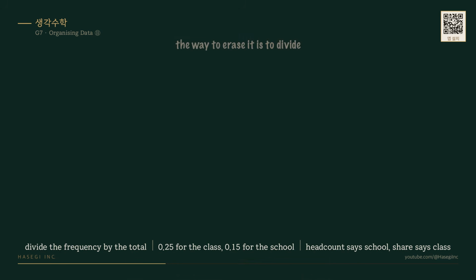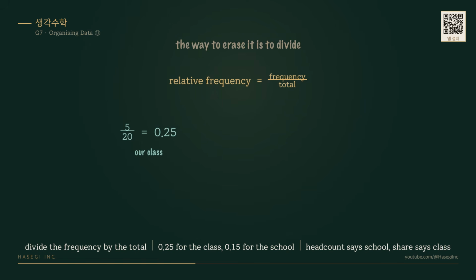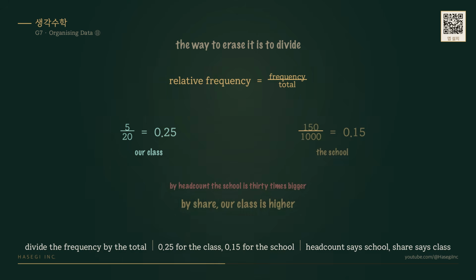The way to erase it is to divide. Divide that class's frequency by the total. 5 out of 20 is 0.25, and 150 out of 1,000 is 0.15. In headcount, the school is 30 times bigger, but in share, our class is ahead. That number is the relative frequency.